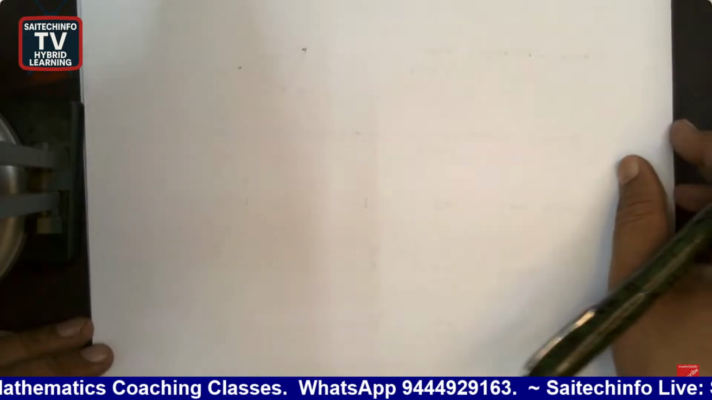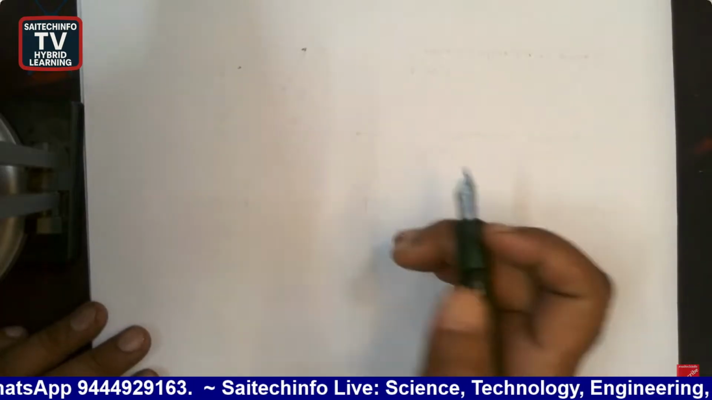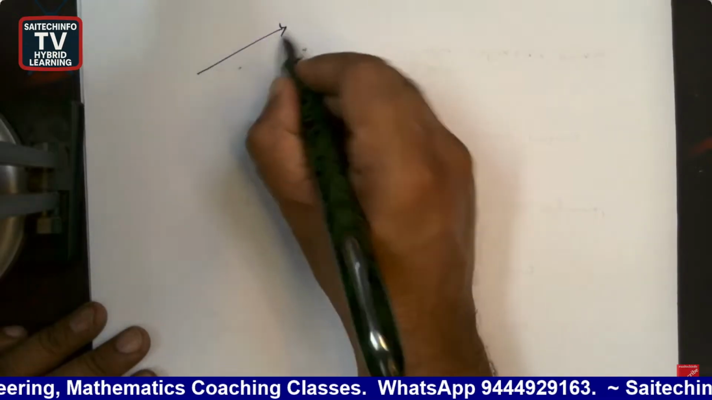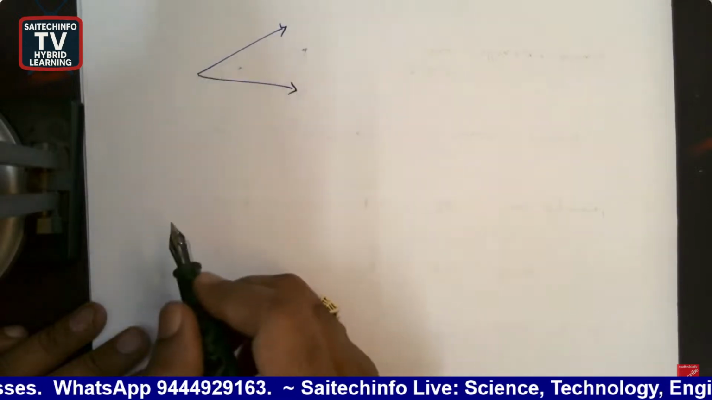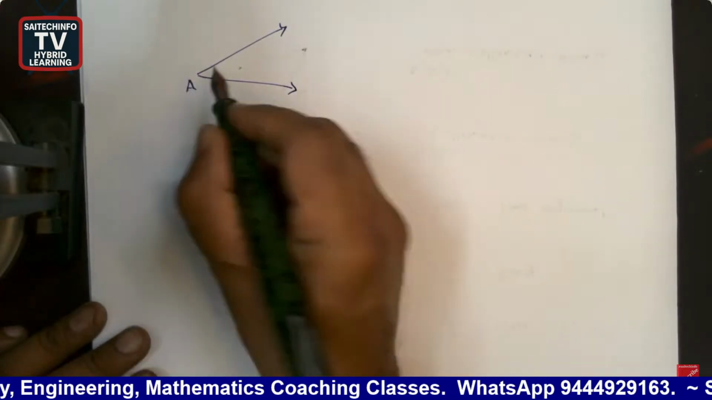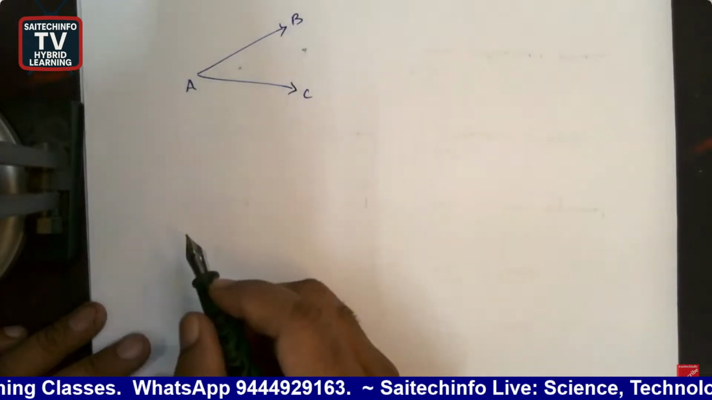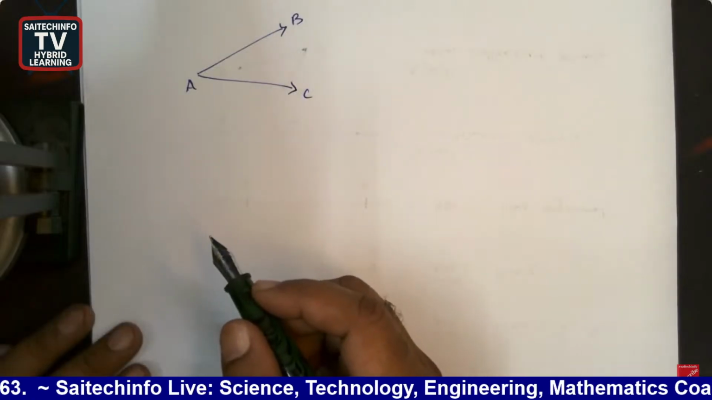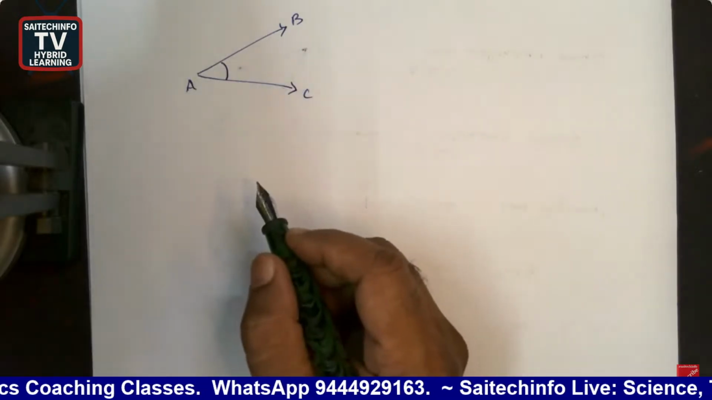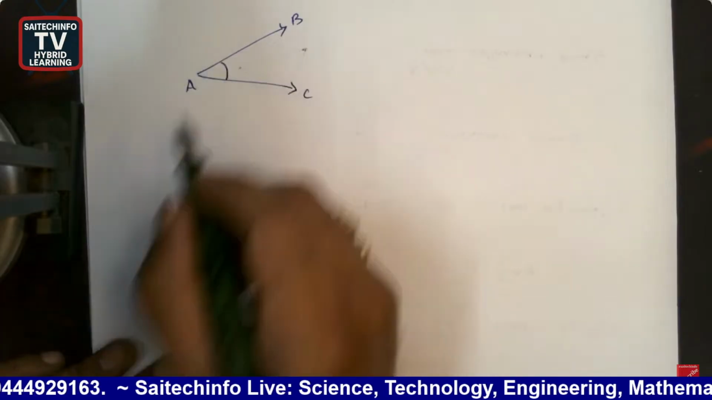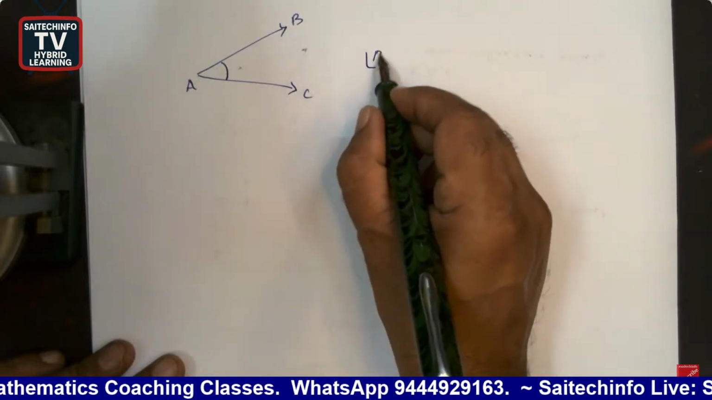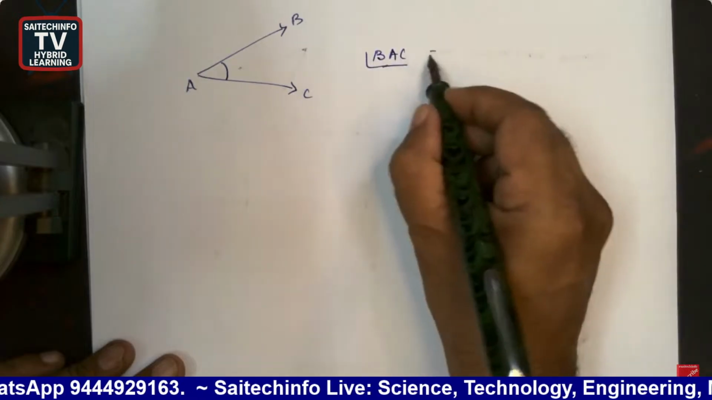Sometimes a ray, that is two rays, can start or originate from the same endpoint. Let me call it A. So this is B, this is C. So in such cases, it forms an angle. This angle can be called angle BAC. That is angle.